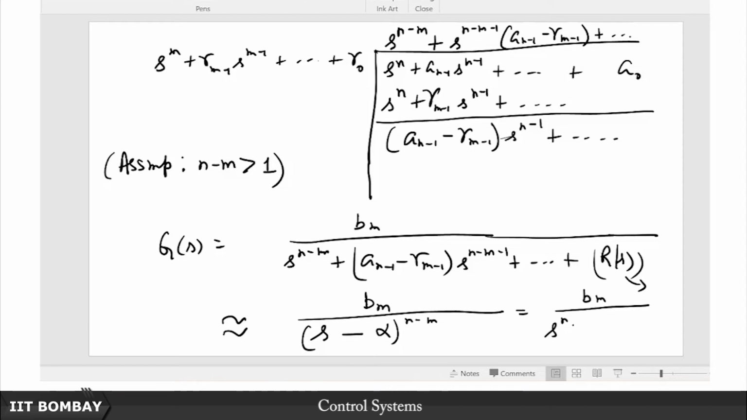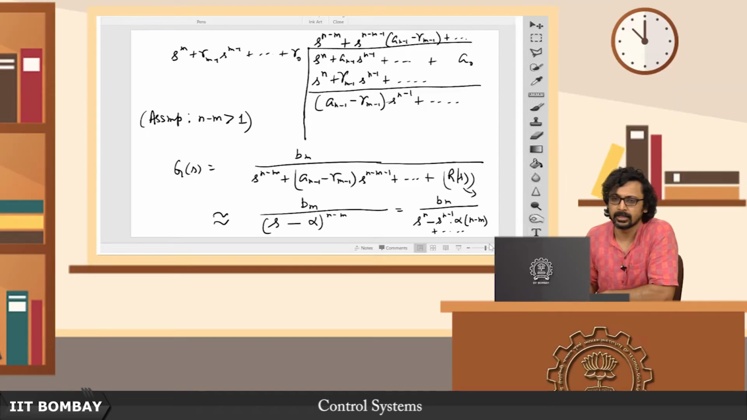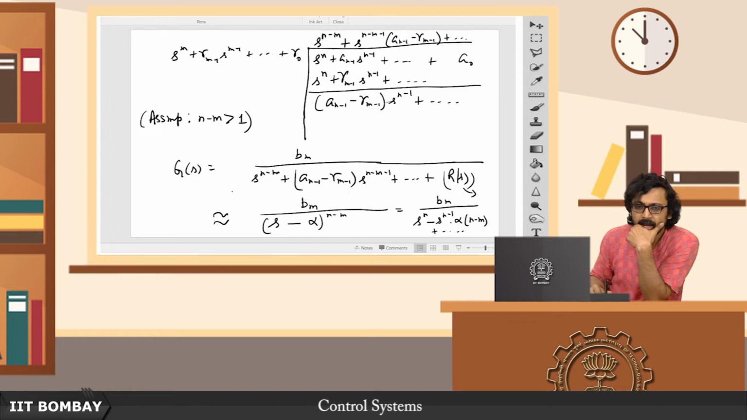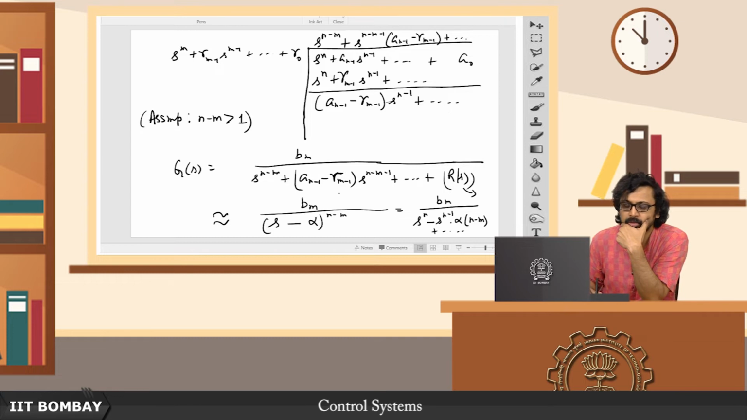upon s to the n minus s to the n minus 1 alpha, and we have n minus m, by the binomial series. We are expanding by the binomial series, and then you will have some plus some terms like this. So now we are going to equate the first two terms here.